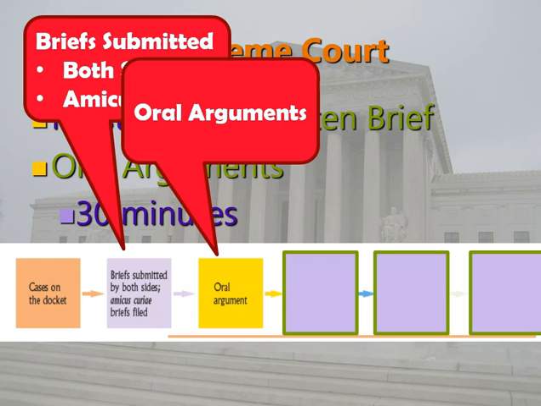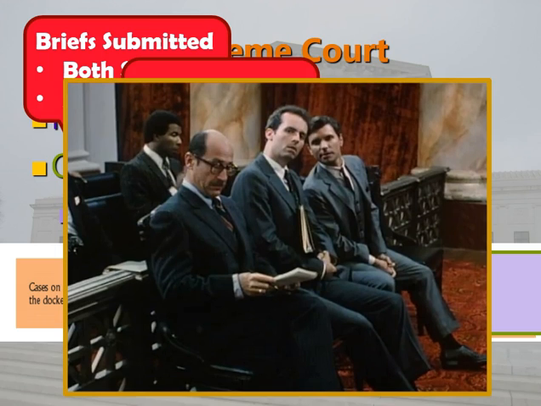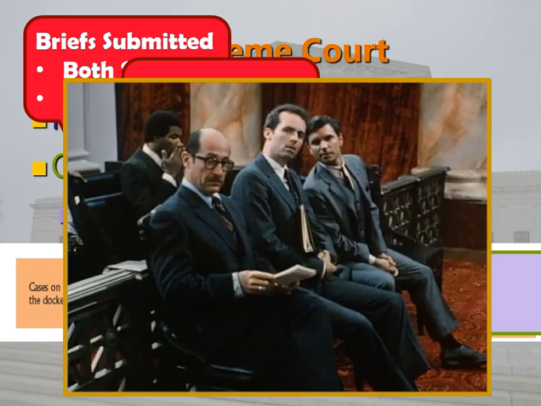The next step is oral arguments. Once the justices have reviewed the briefs, they will go into the courtroom and hear from the attorneys, and each side gets 30 minutes. That's it. The court could choose to extend it, but they do that on very rare occasions. Usually they stick with the 30 minutes for each side, and then it's just a back and forth between the lawyers and the justices. And that's what we'll see in this video here, again from Gideon's Trumpet.